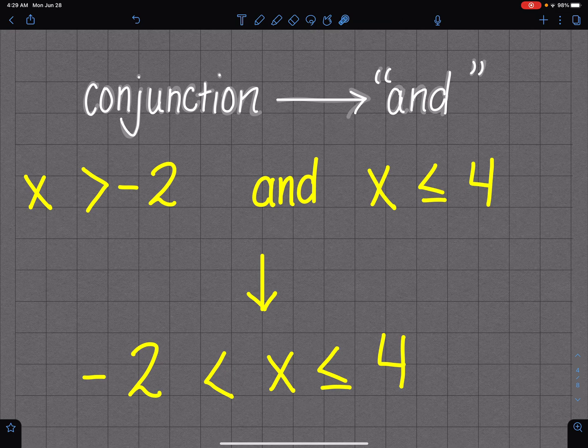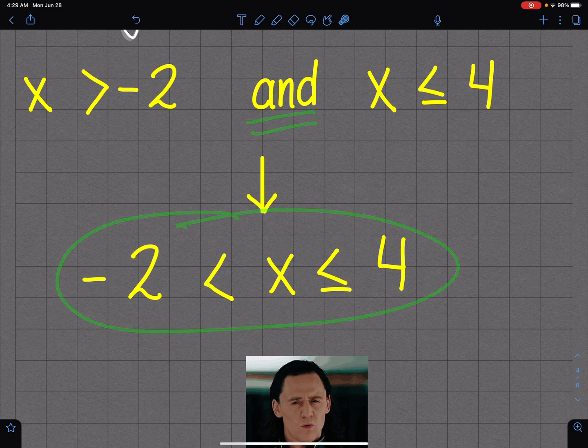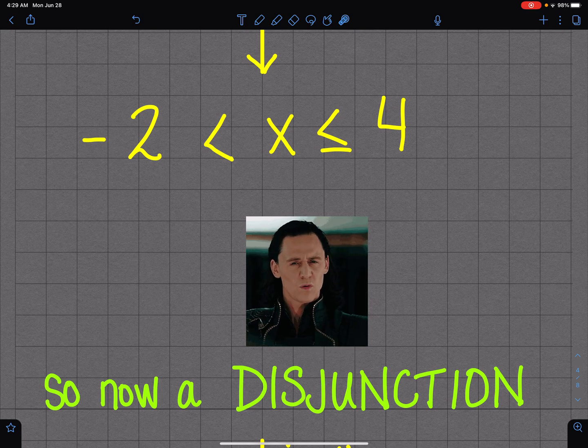And I'll just remind you really quick that conjunction implies the word and. That means both the conditions have to be met. X is greater than -2, for example, and x is less than or equal to 4. And because of that word and, this is a conjunction. So both of those conditions have to be met. Get it? Okay, yes, I think I get it.